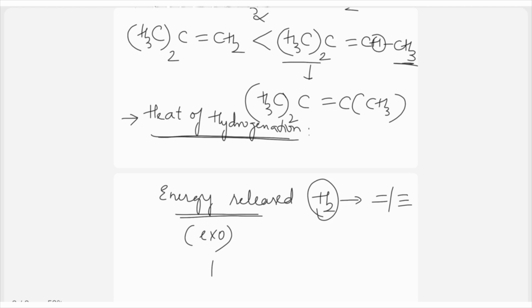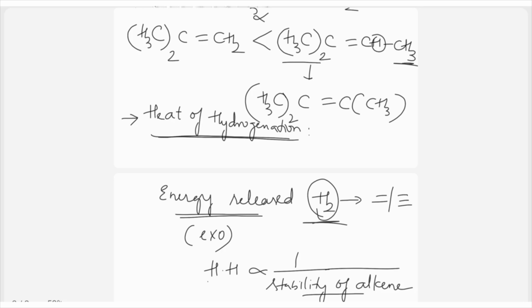And what is the relation between heat of hydrogenation and the stability of alkenes? It is inversely proportional. So whichever alkene is stable, that alkene will release less amount of energy when hydrogen is added to it. So hyperconjugation explains the stability of alkene, and also it is explained in terms of heat of hydrogenation. So we can calculate the stability as well as the heat of hydrogenation with the help of hyperconjugation. This is the first application.